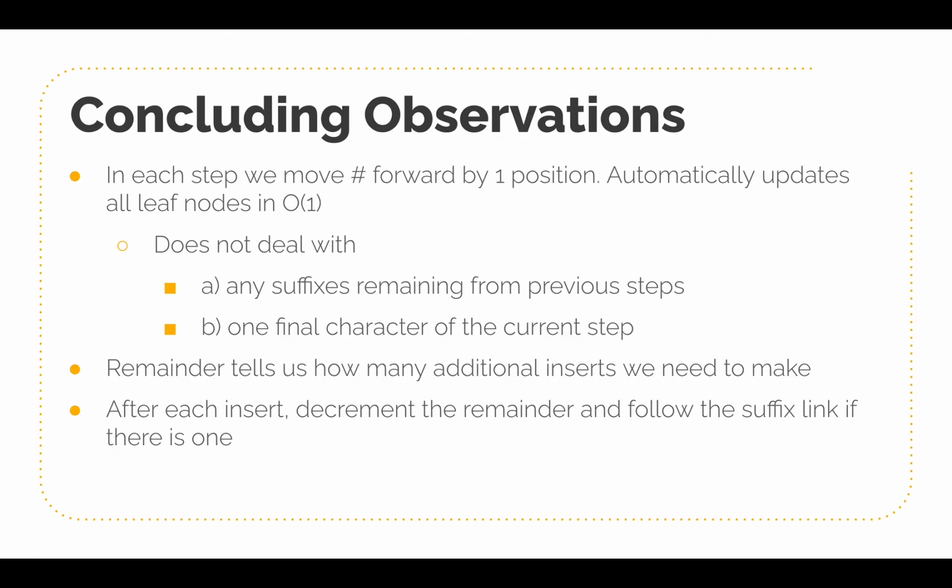Remainder tells us how many additional inserts we need to make. These inserts correspond one-to-one to the final suffixes of the string that ends at the current position. We consider one after the other and make the insert. It's important to note that each insert is done in O of 1 time, since the active point tells us exactly where to go, and we need to add only one single character at the active point. Why is that? Because the other characters are contained implicitly.